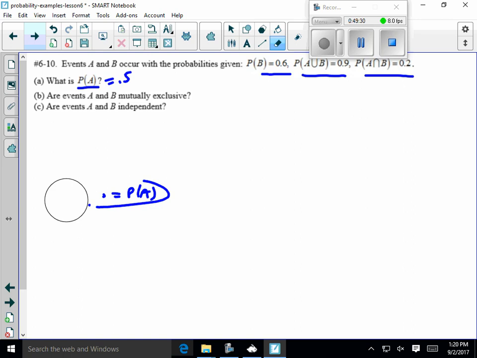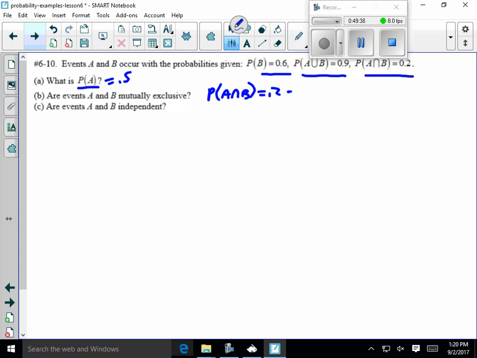So we're asking whether they're mutually exclusive. Well, for part B, the probability of A and B is 0.2. It's not 0. So that means that this is not mutually exclusive, right? Mutually exclusive means there's no overlap. And since there is overlap, because the "and" probability is not 0, that's not mutually exclusive.